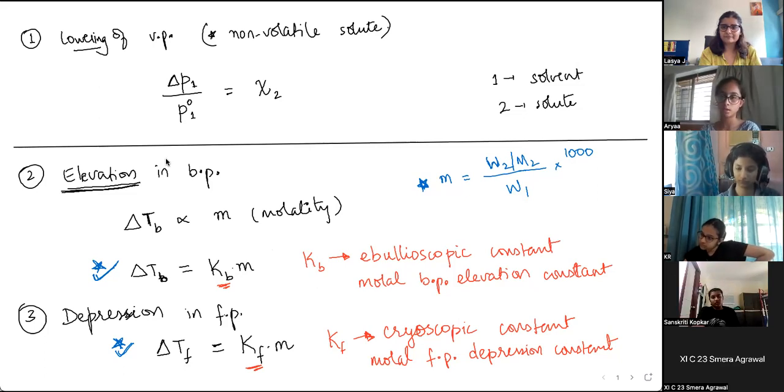Miss, that one you've written for molality, it's nothing new now. You have done the same form. Molality is the number of moles dissolved in a kg of the solvent. So I just put W1, W2 for that.